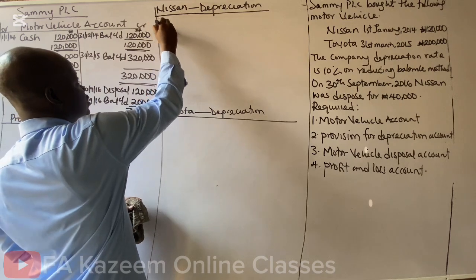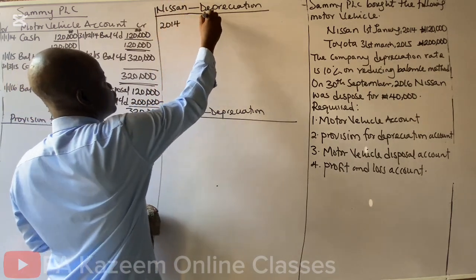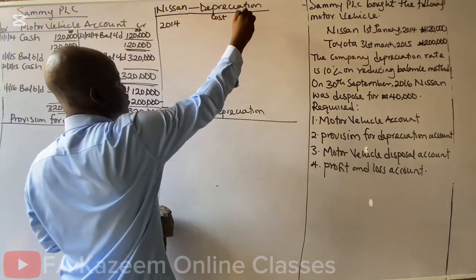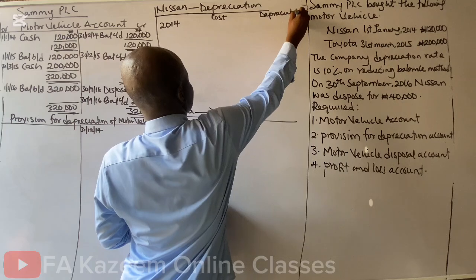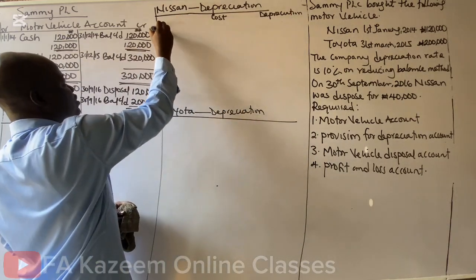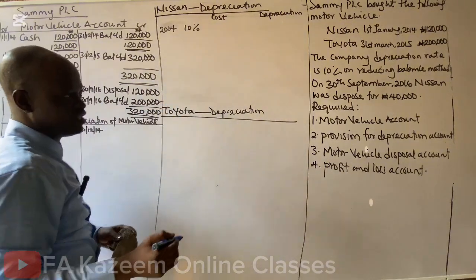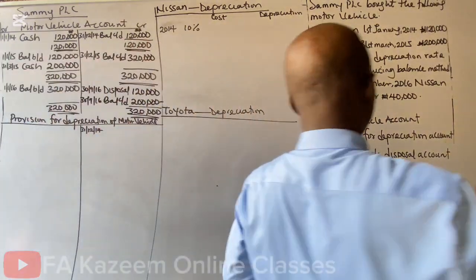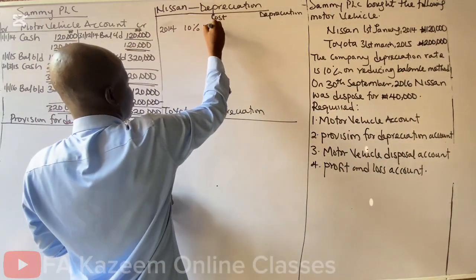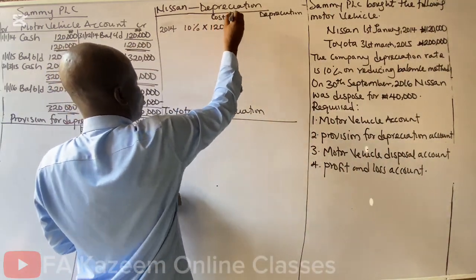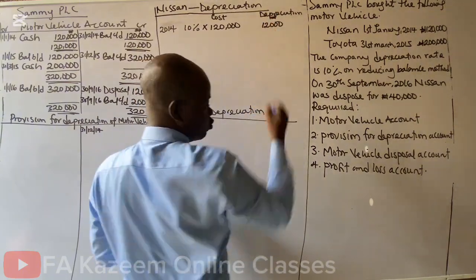In 2014, we are going to do cost, just the way we do during depreciation. In 2014, they have 10% of Nissan. That's 10% of 120,000. That will be giving us 12,000 naira.